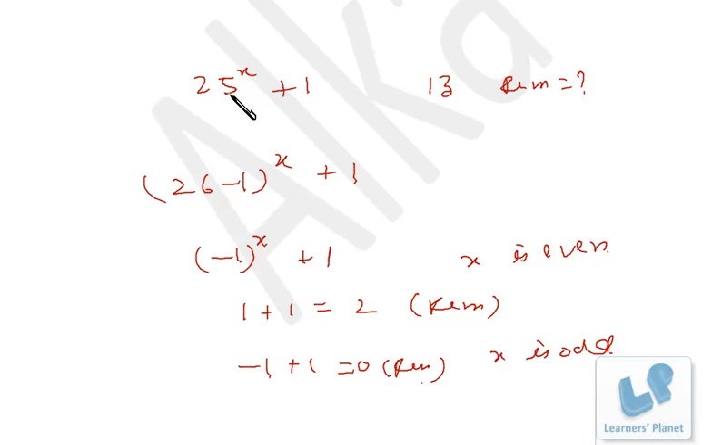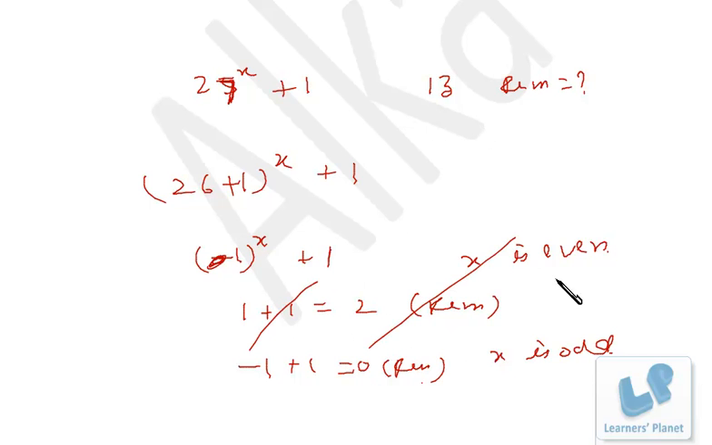Now instead of 25, suppose I have 27. Then what will happen? This will be the situation: 26 plus 1 raised to x plus 1. So in that case we'll be getting 1 raised to x plus 1. Now whether x is odd or even doesn't matter, because in both the cases we'll be getting 2 as the remainder. So 27 raised to x plus 1, in no case will it be divisible by 13.